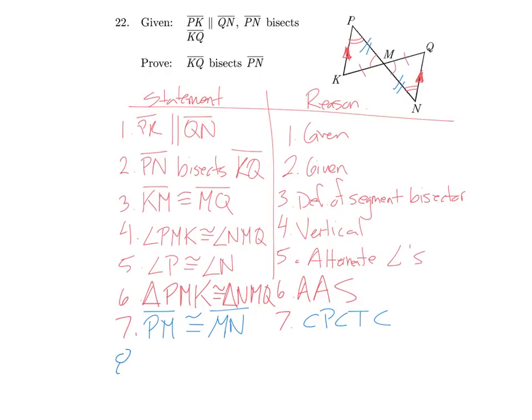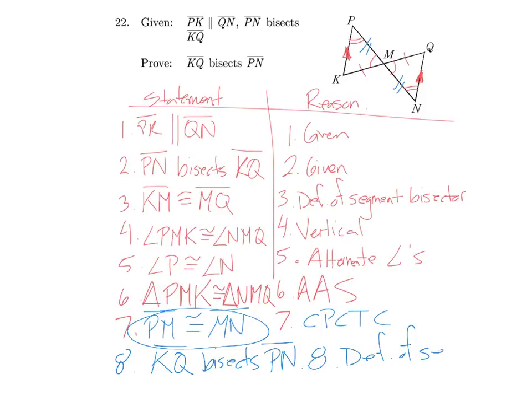Then I can get to what I've been wanting to prove all along. KQ bisects PN. Well, how do you know that? Well, I know that those two segments are congruent, so that's just the definition of segment bisector. All right, done.